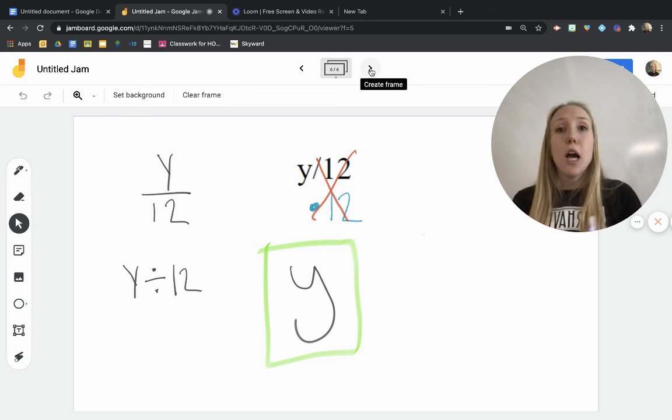Okay, so your job today is to go in and do the assignment. There are some more examples. Your job today is to decide on each of the problems how to undo or get rid of whatever is with the variable.